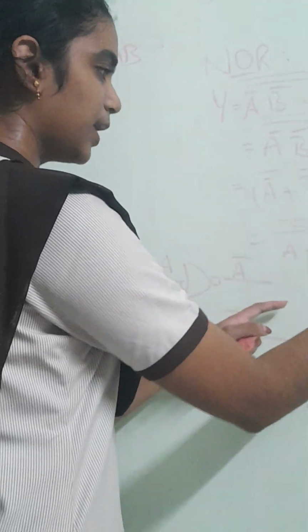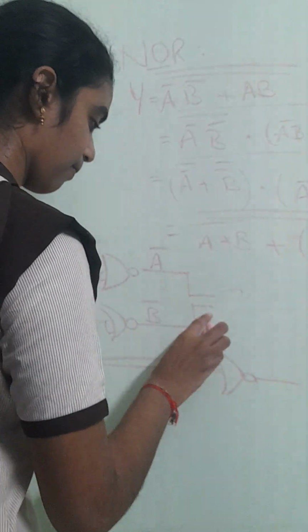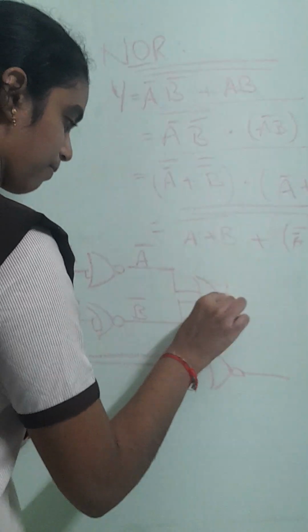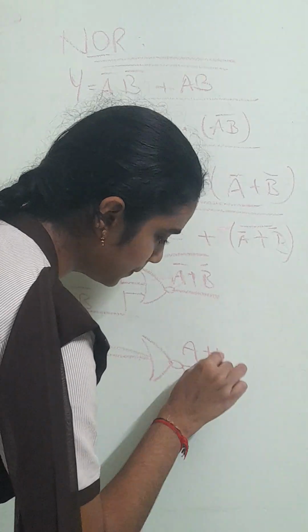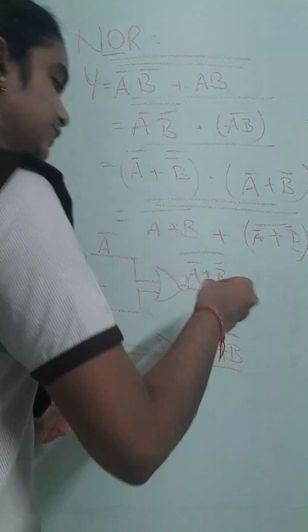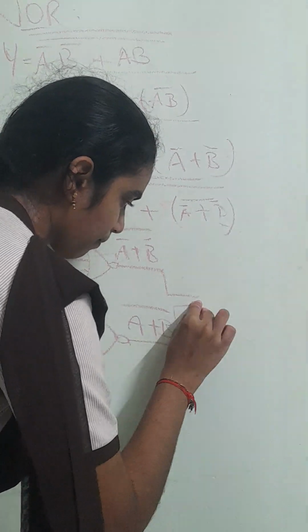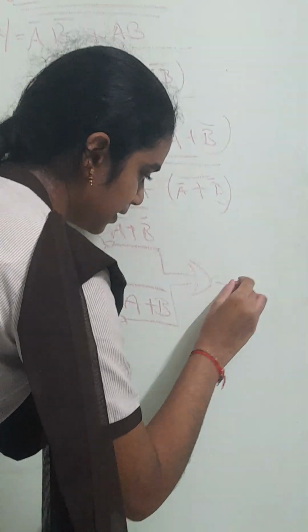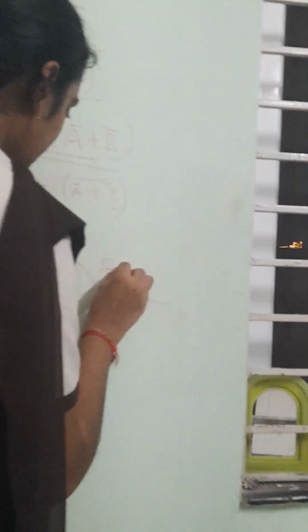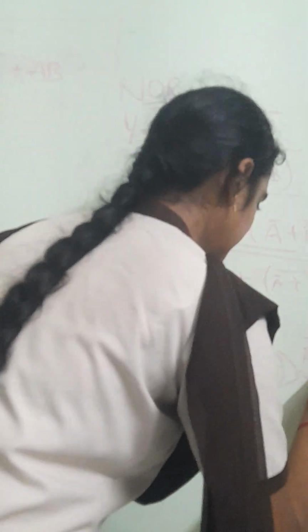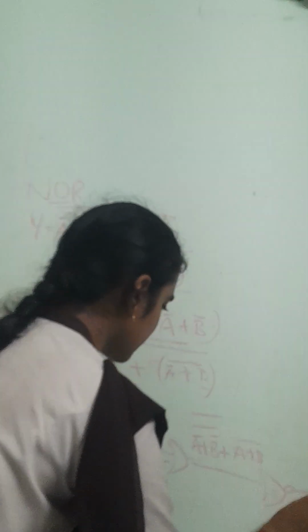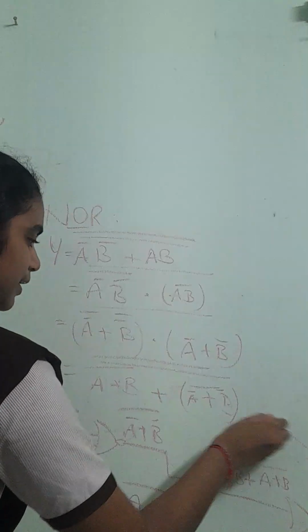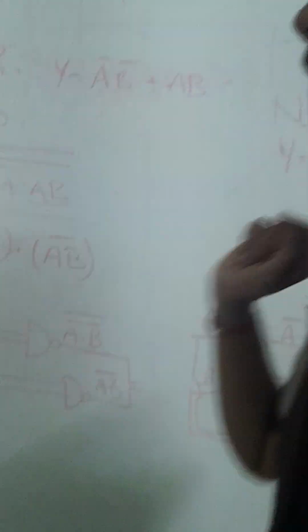And then A bar B bar. So here I will be getting A bar plus B bar whole bar. Here I will be getting A plus B bar. Now let me connect these two again. I will be getting A bar plus B bar whole bar plus A plus B bar whole bar. If I join this with another NOR gate, I will be getting the desired output. So this is the conversion of XNOR gate to NAND gate and NOR gate.